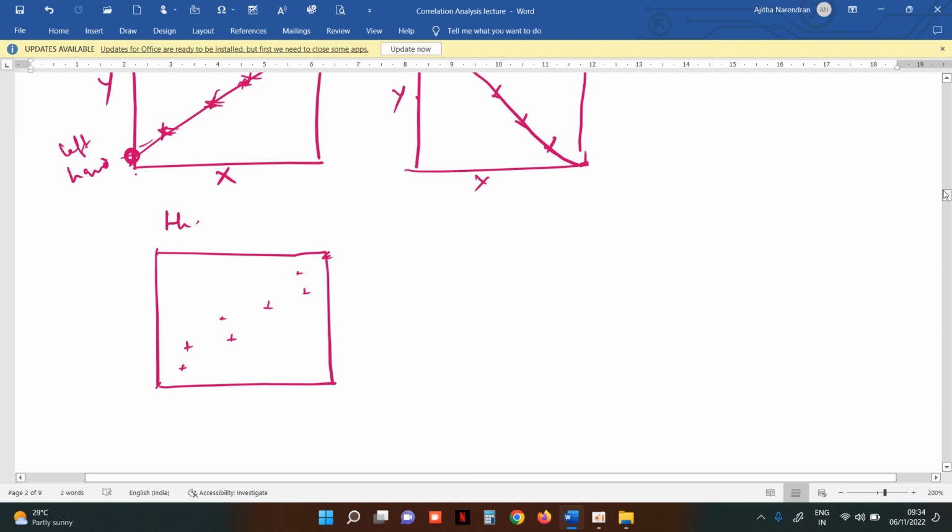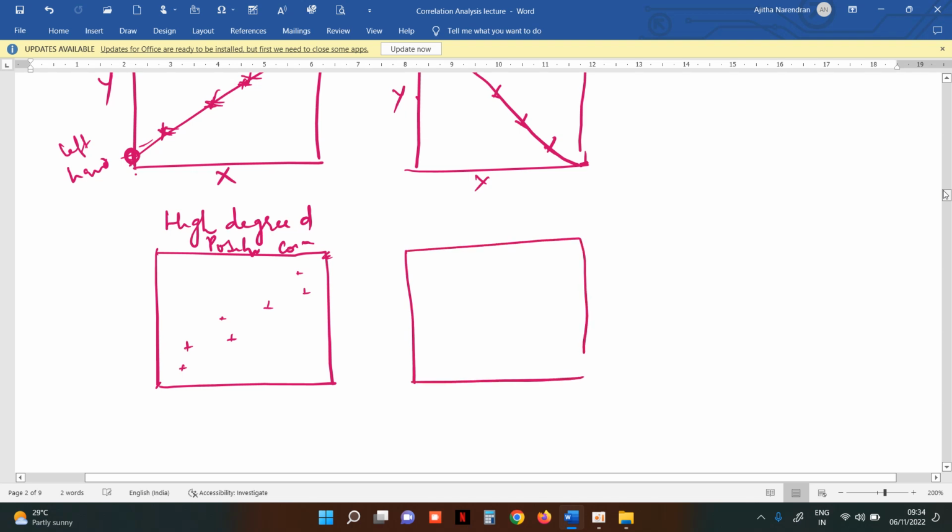It is known as high degree of positive correlation, right? Here we are going to see the next one, that is high degree of negative. The same way you are going to make it like this, right? It is known as high degree of negative correlation.